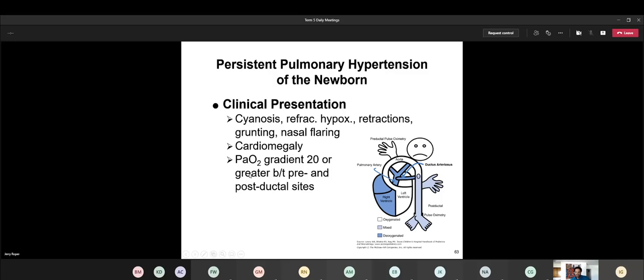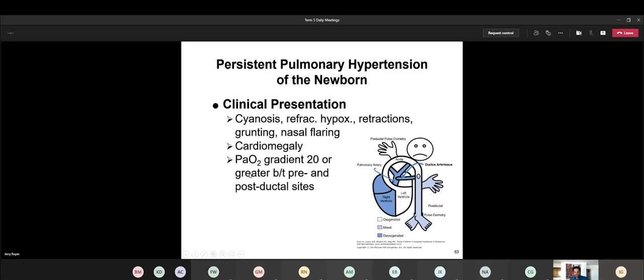Now, what do we see? These are definitely the blue babies. There's going to be obvious cyanosis going on. And you keep going up on the oxygen, but they're still not showing any improvement. Saturation is still not really improving. Color isn't changing. They're working hard.